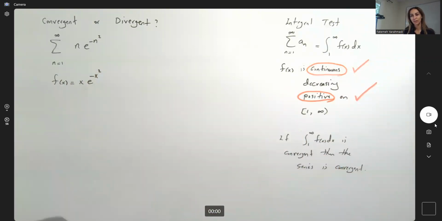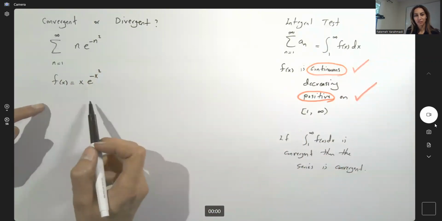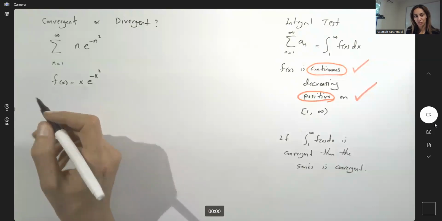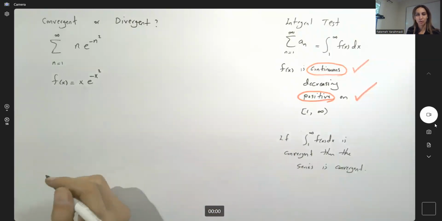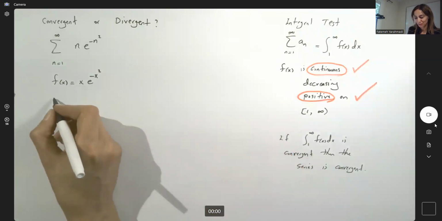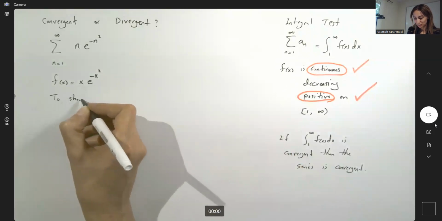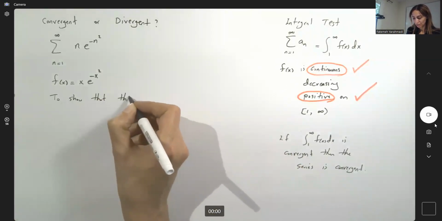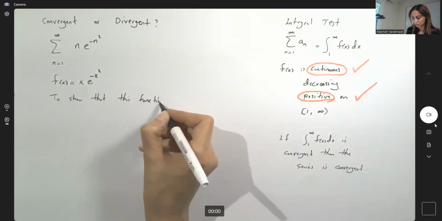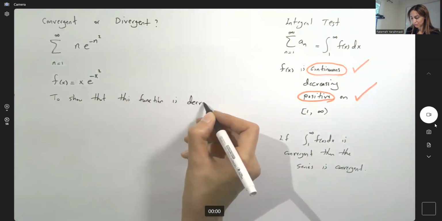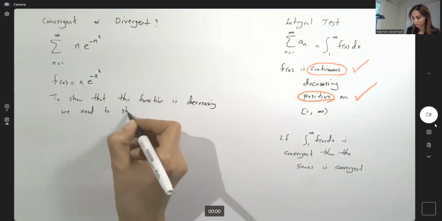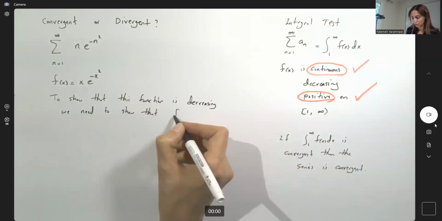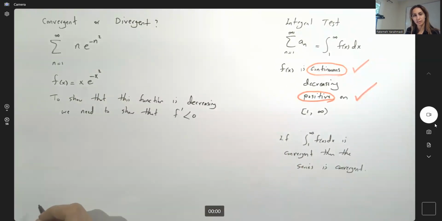Now for the decreasing part, you need to take the derivative of this function. You need to show algebra to check to see if it's decreasing. So on the exam, on the homework, make sure to show step-by-step work to show that this function is decreasing. We need to show that the derivative is negative.